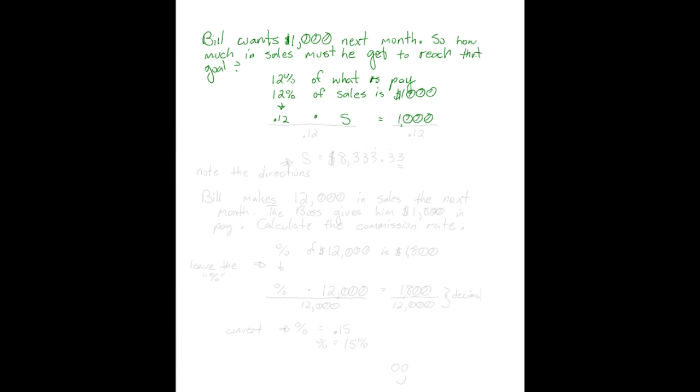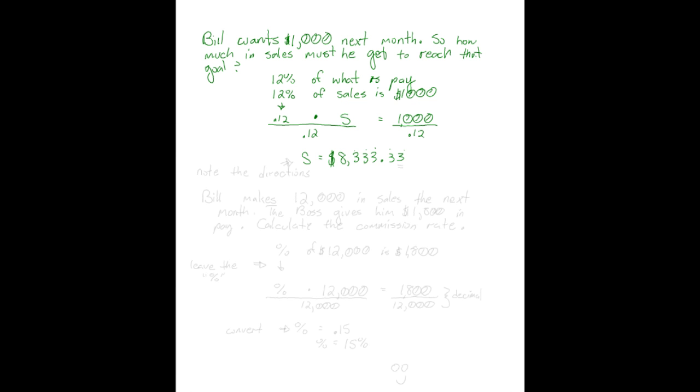Now we can see that the sales is not solved for, right? It's being multiplied, and the inverse of multiply is to divide. So what I'm going to do is divide by 0.12 on both sides. Pretty straightforward. So the sales that he would need to get is 1,000 divided by 0.12, and that's $8,333.33 rounded to the nearest cent, because obviously this 3 is repeating forever.